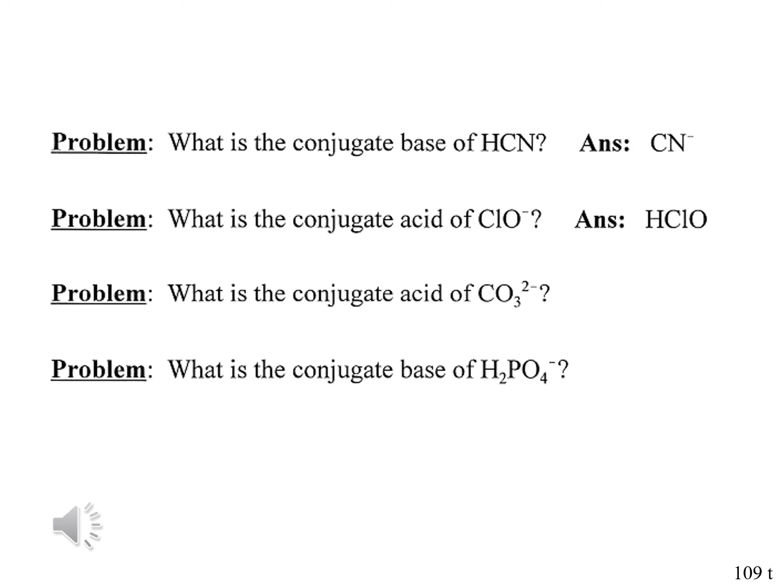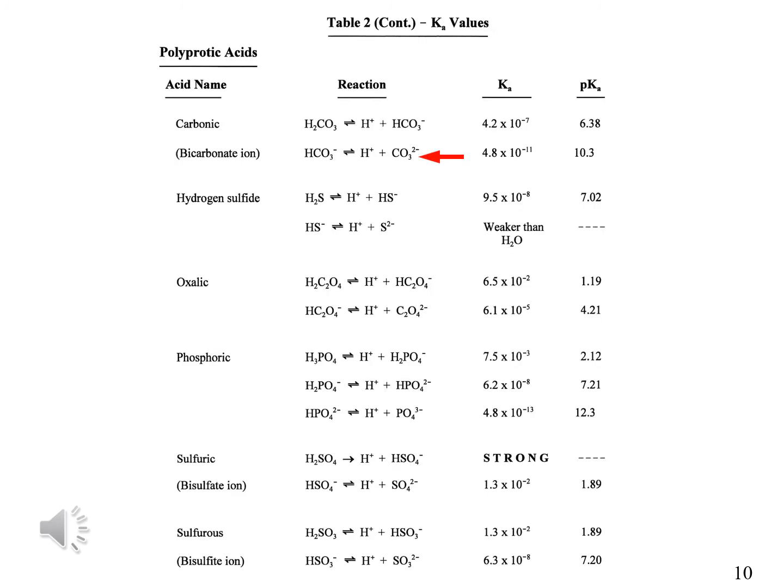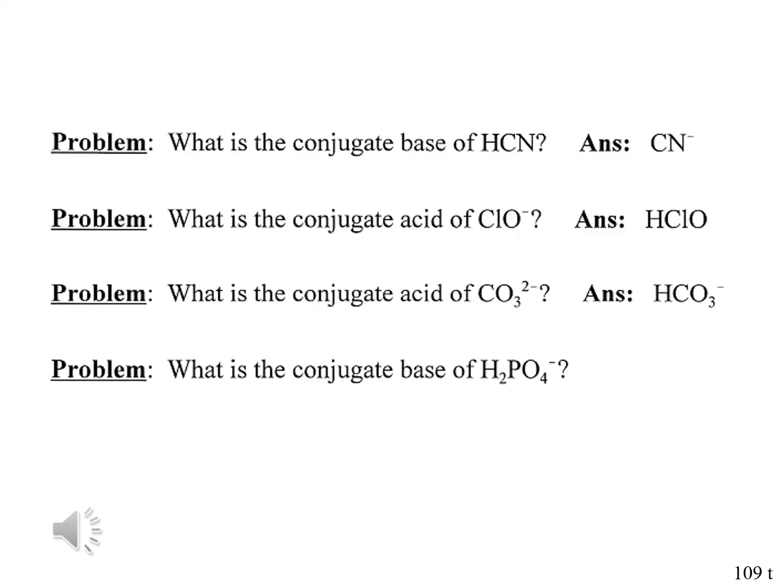The third one says, what is the conjugate acid of CO3 2 minus? This one you have to be careful of because you could have two choices, but you really don't. If you put one H on, you get HCO3 minus. But if you put both H's on, you get H2CO3. They can only differ by one H to be a conjugate. And so the conjugate acid is actually HCO3 minus. The next one says the conjugate base of H2PO4 minus. Well, in that one, you're only going to remove one H. So the conjugate base is HPO4 2 minus.